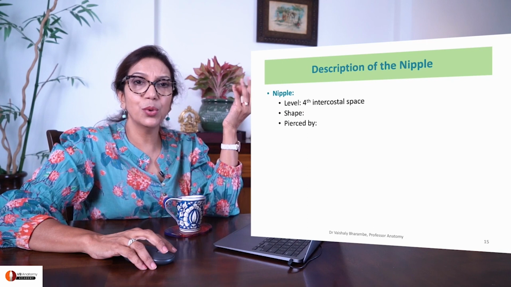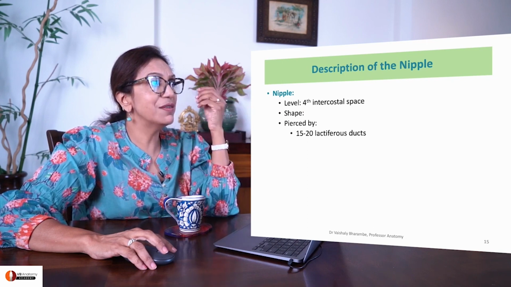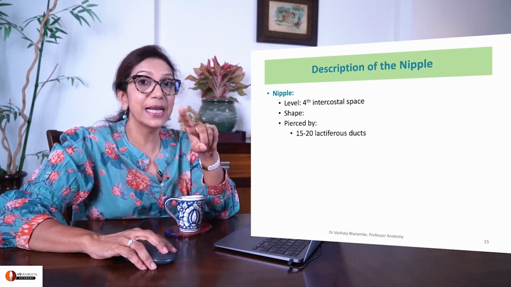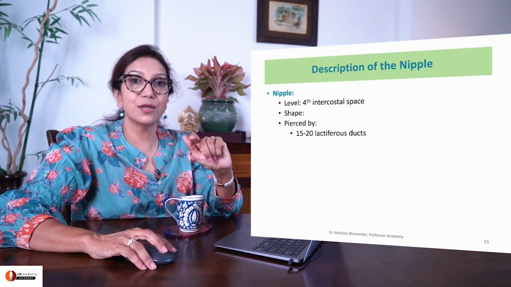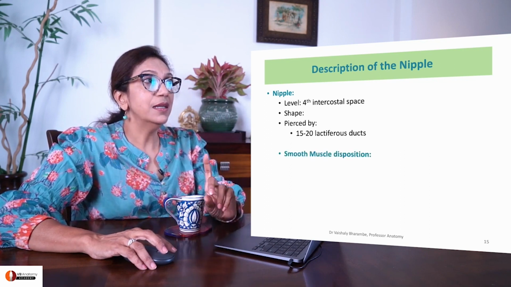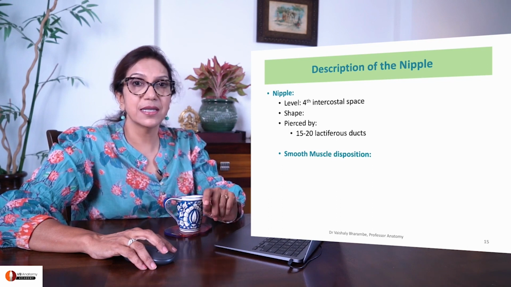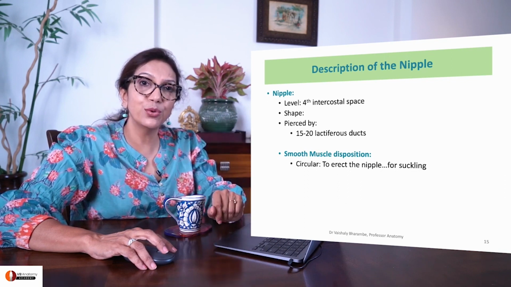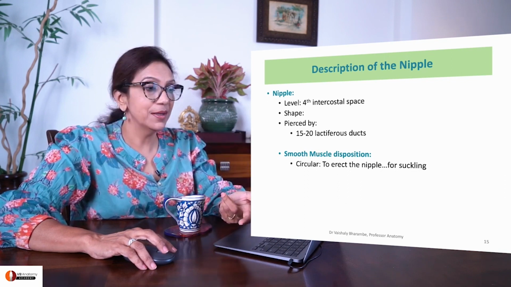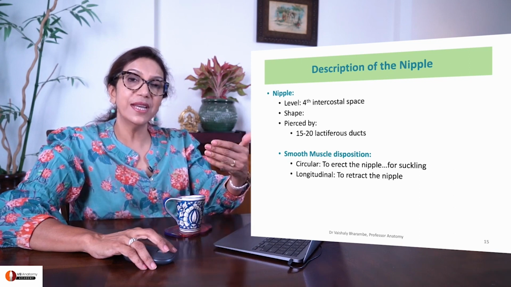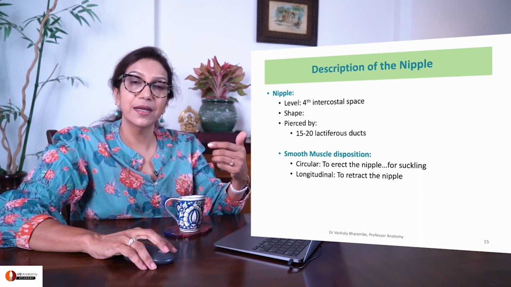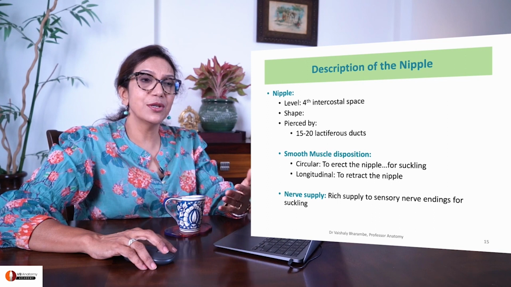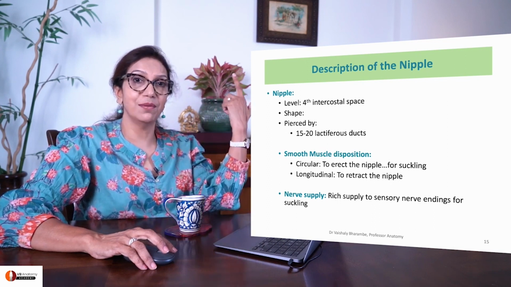It's almost conical to cylindrical. It is pierced by 15 to 25 lactiferous ducts individually opening on the surface. It's not one gland. Mammary gland is a number of glands put together. The nipple is having a smooth muscle in it. Smooth muscle that is circular, which when it contracts, it causes the nipple to protrude outwards, which is easy for suckling. It also has a longitudinal muscle, which when it contracts, causes the nipple to come back to its normal position. It has a strong nerve supply because it has to set off the reflex which goes to the brain.